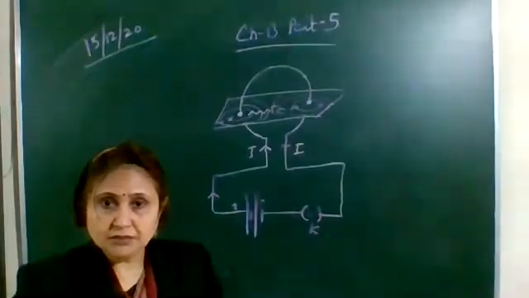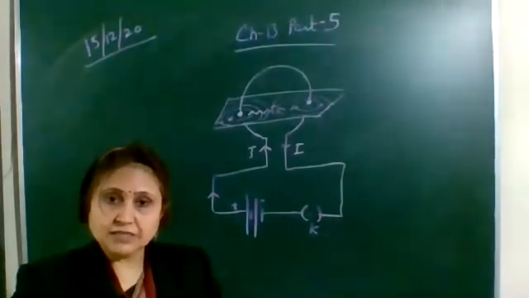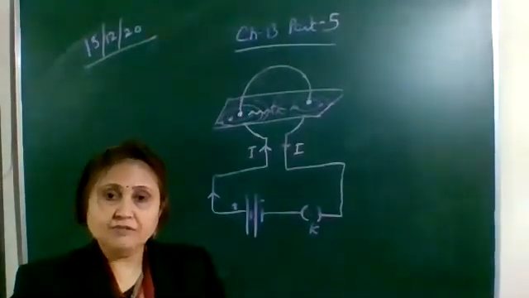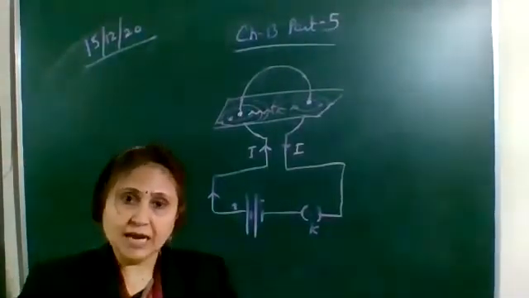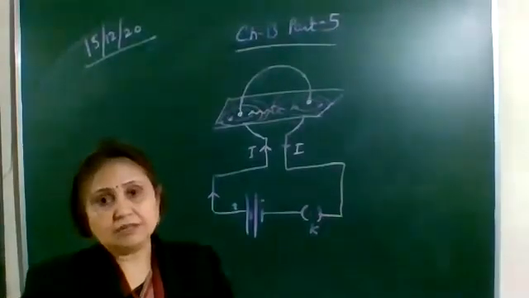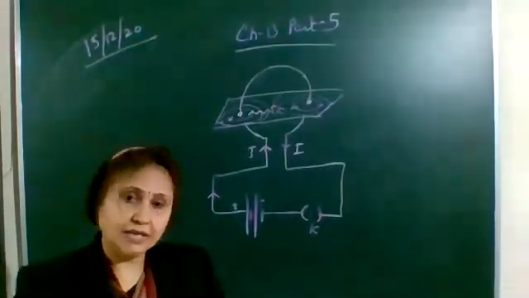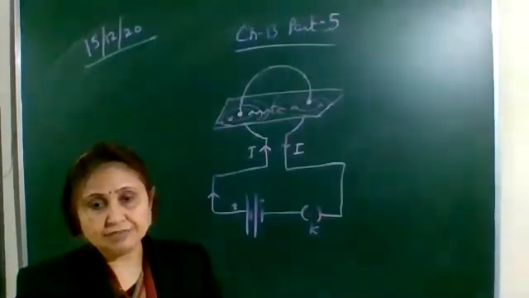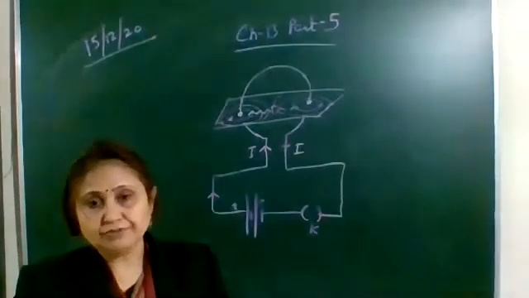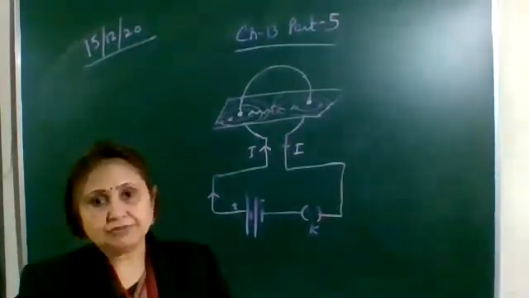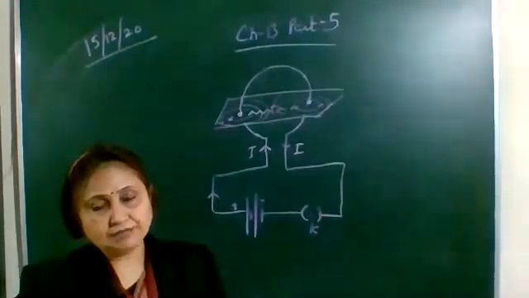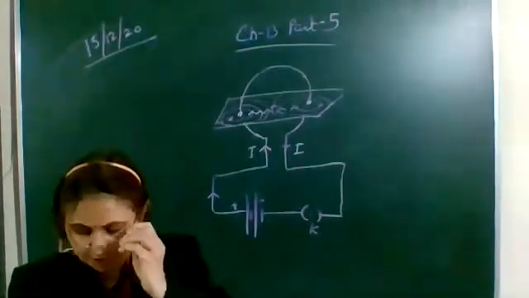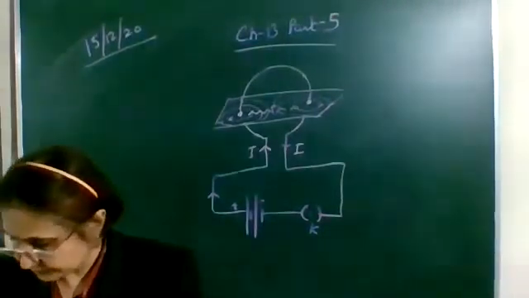Due to one turn, there will be some magnetic field at the center. Due to the second turn, again the magnetic field will be in the same direction, so it will be added up. With a third turn, it will become 3 times, and if there are n turns, the magnetic field will become n times. More the number of turns, more will be the strength of the magnetic field at the center. So B is directly proportional to the number of turns in the coil.